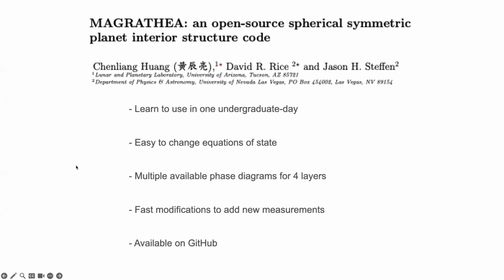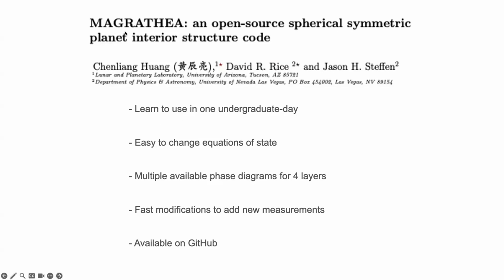All right. So the first thing I want to talk about is our open source code. If it isn't available online right now, it will be. That's the goal, to have all of this available for everyone to use. So Magrathea is an open source planet interior structure code that is spherically symmetric. It was developed by my first postdoc, Chen-Liang Huang, and David Rice, who is now a postdoc in Israel. He was my undergraduate student and then my graduate student.